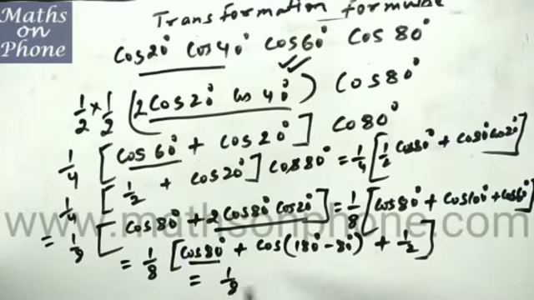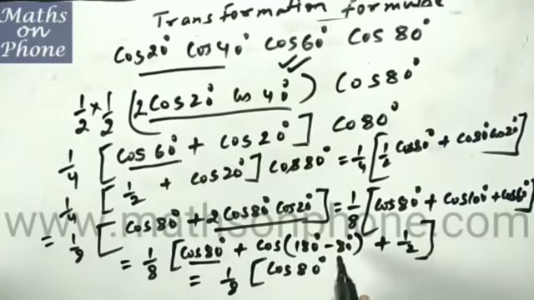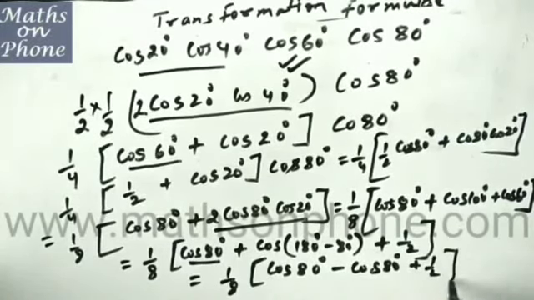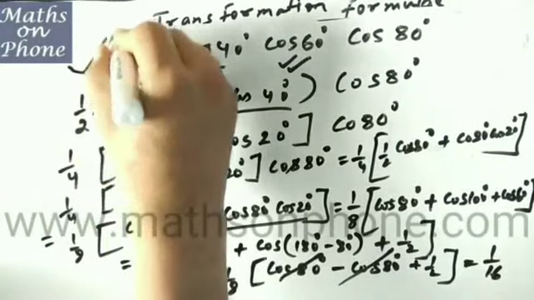Same things will be like that. So on further solving, it is giving us cos 80. And you remember cos (180 minus theta) is minus cos theta. So minus cos 80 plus 1 by 2. See what is happening. This is cancelling out. I'm just left with 1 by 16. This is just a representative sum.